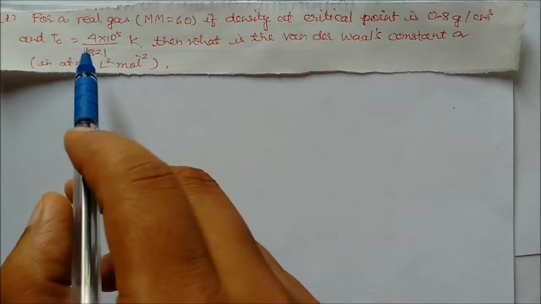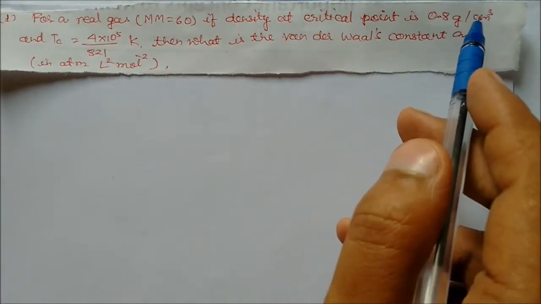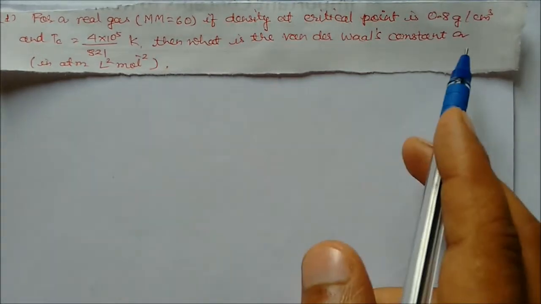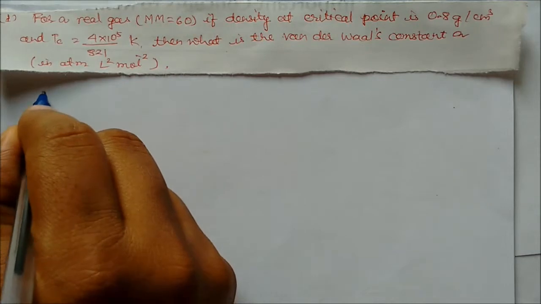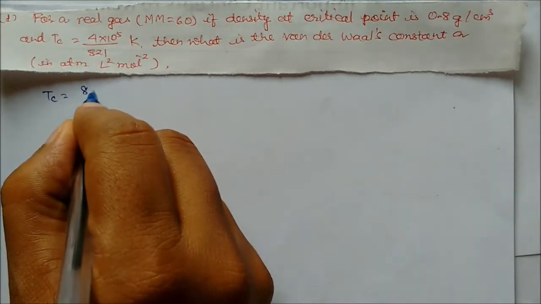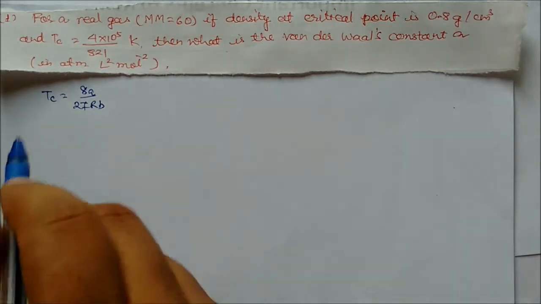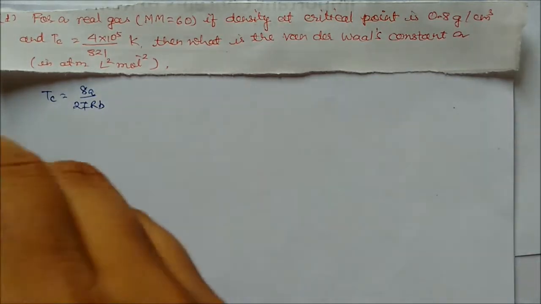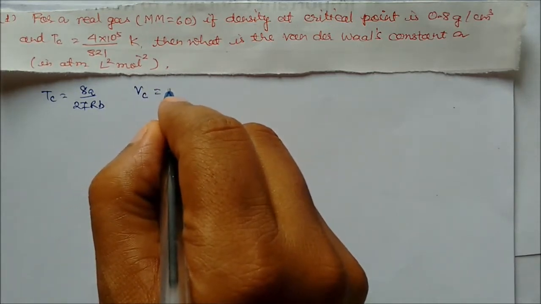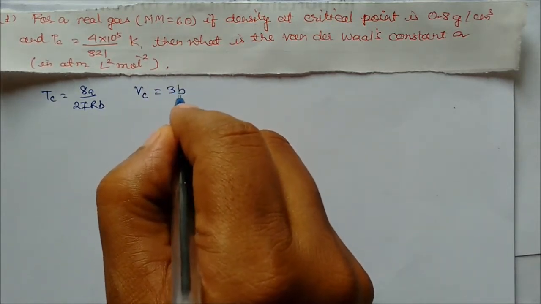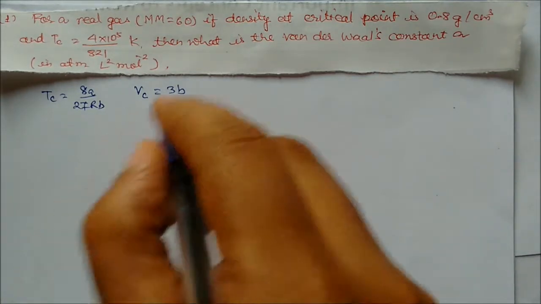So here we have given molecular mass of the gas 60 and density is 0.8 gram per centimeter cube, and we have to find A value. Temperature is given. So one thing we know is that critical temperature is equal to 8A by 27 R into B. So we have to find out B. B we can find out if we know the critical volume, that we know Vc is equal to 3 into B. Okay, so we need to find out Vc.